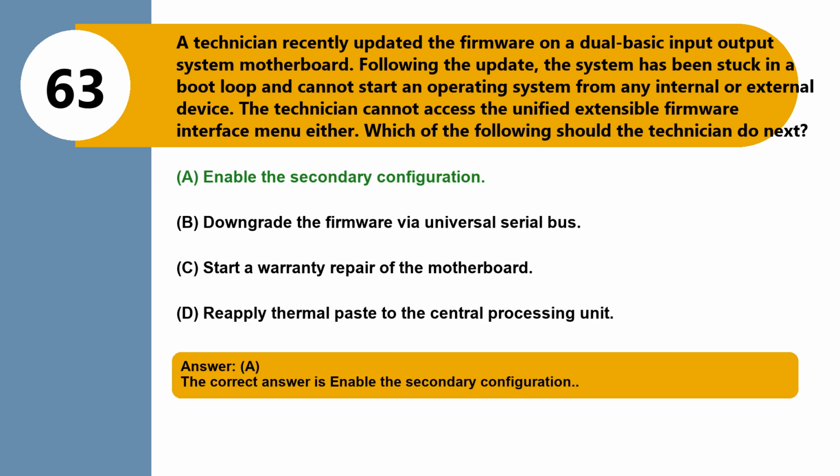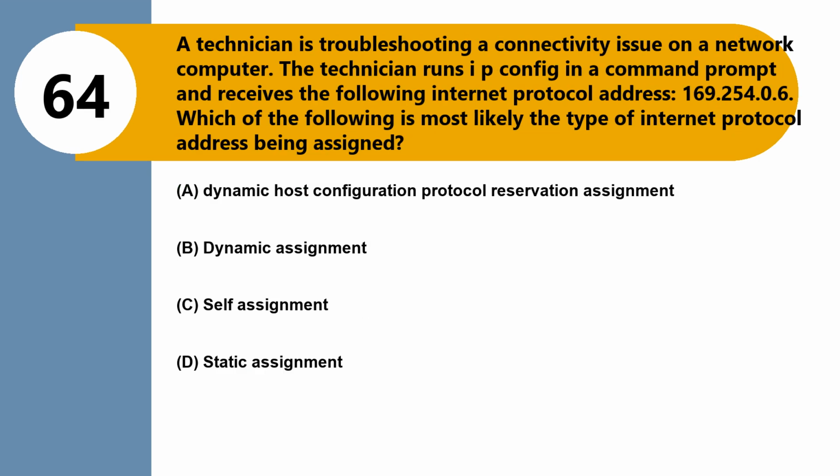The correct answer is enable the secondary configuration. Question 64. A technician is troubleshooting a connectivity issue on a network computer. The technician runs ipconfig in a command prompt and receives the following Internet Protocol address, 169.254.0.6. Which of the following is most likely the type of Internet Protocol address being assigned?